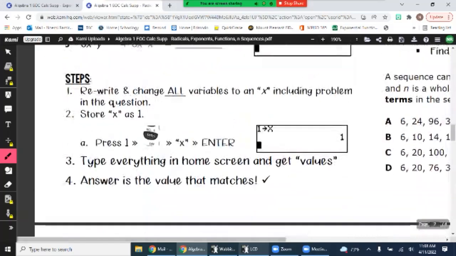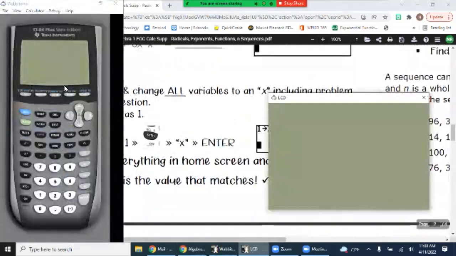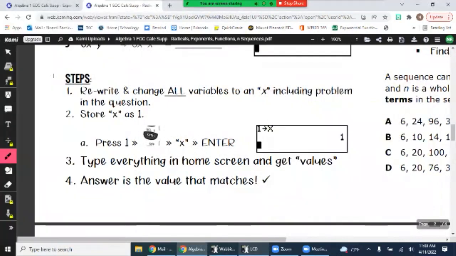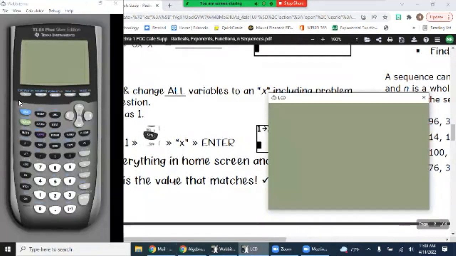But you do have to, because this calculator will be reset, you're going to have to store the X as 1, meaning you're going to press, look at step 2, store X as 1. You're going to press the number 1, store X, and then press enter. So push the number 1, store right here above on, and then X. So that means you want to substitute every single X with the number 1 and then press enter, and it'll look like that. Nothing else.